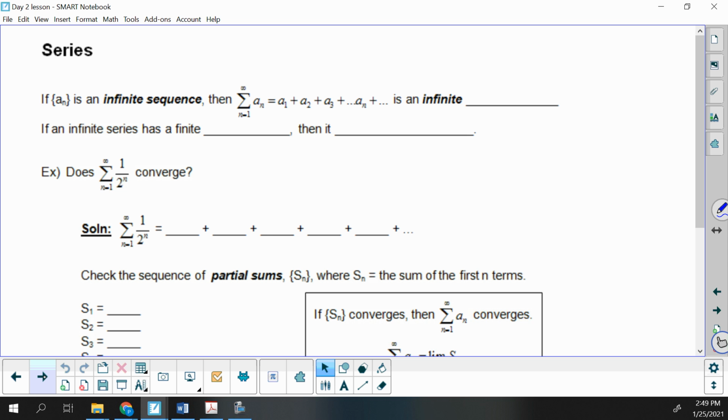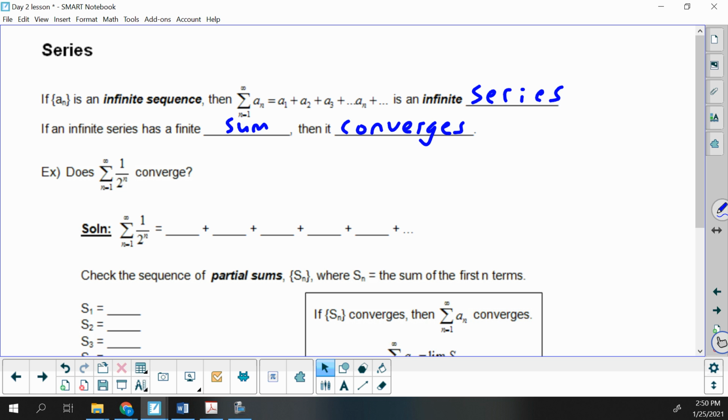So, an infinite sequence with a_n, if you add all the terms up, that is called an infinite series. So series is when we add them together. Sequence is when you just have a list of things. If an infinite series has a finite sum, then we say it converges.